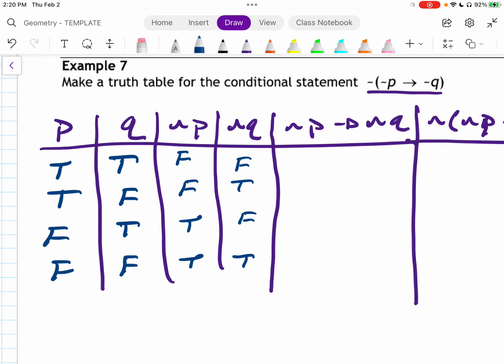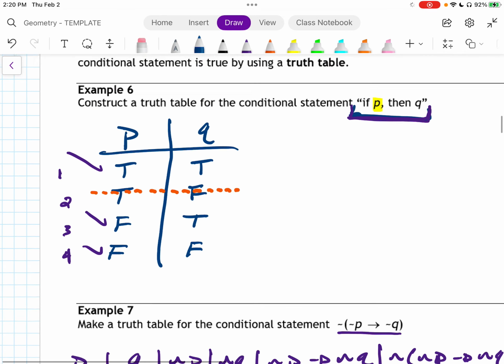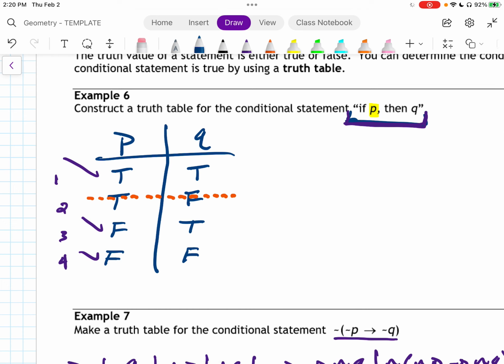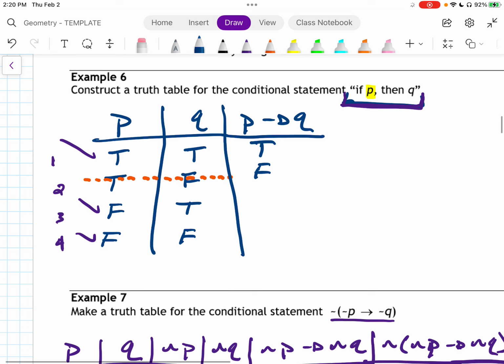Now, we want to look at our next one, not P implies not Q. And this one is a little bit different than our statements up here. And you know what? I didn't actually finish this problem, did I? P implies Q, we didn't finish that one. Let's look up here. True going to true, we said that's okay. Right here, we said that one, the orange one, is not okay. And then we said our last two were okay. So I forgot to write those down. We talked about it, but I didn't write them down.